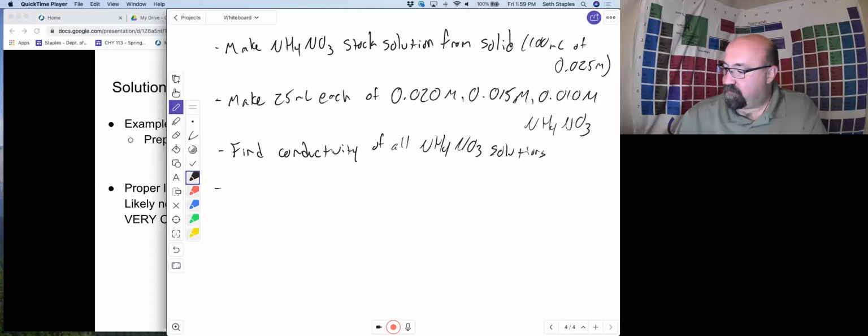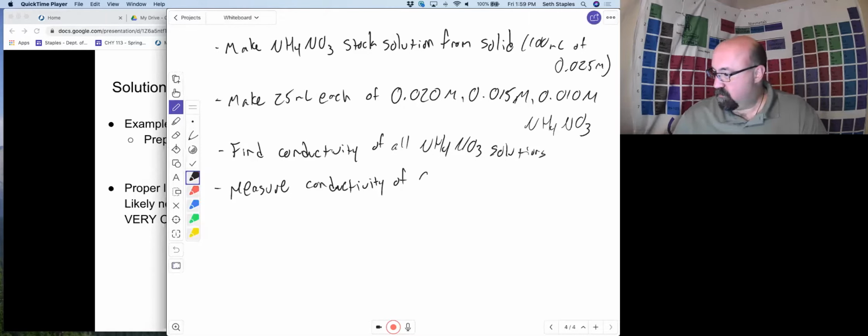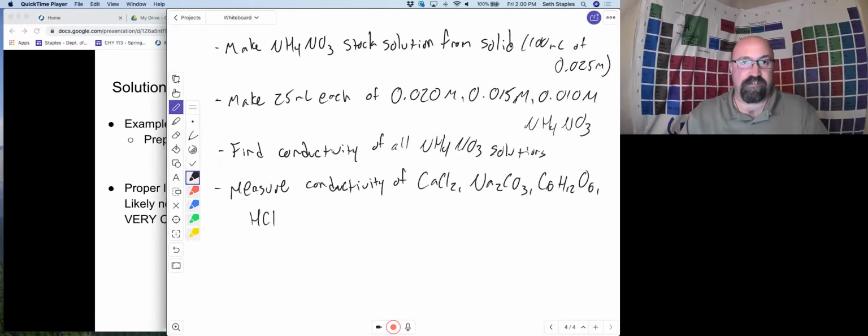You should use the word measure instead of find to be more scientific-like, but you're going to then measure the conductivity of your CaCl2 solution, Na2CO3 solution, C6H12O6 solution, and your HCl solution. So those are, again, already made for you. You just need to measure the conductivities of those.